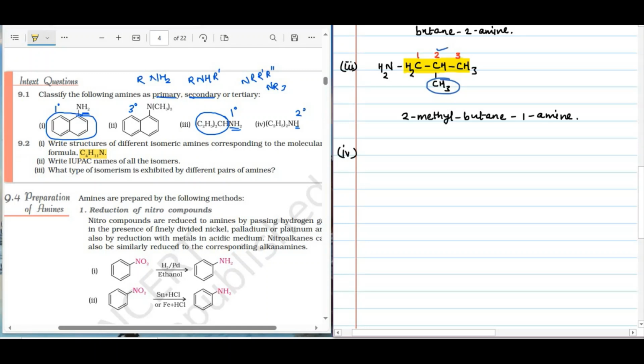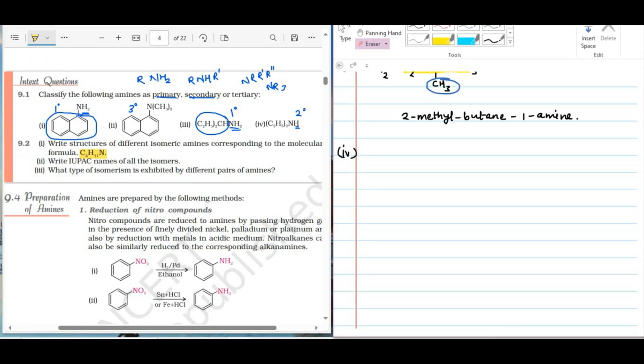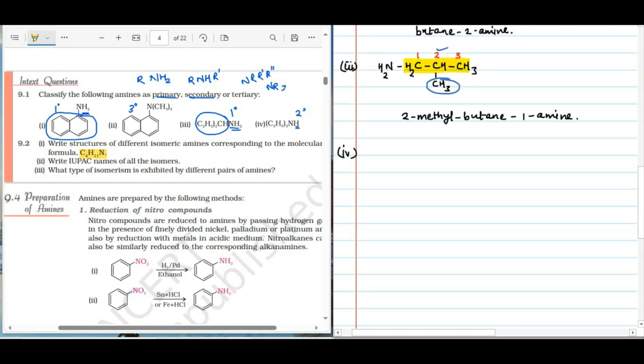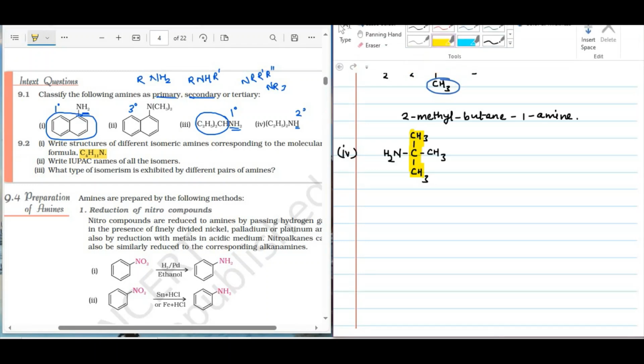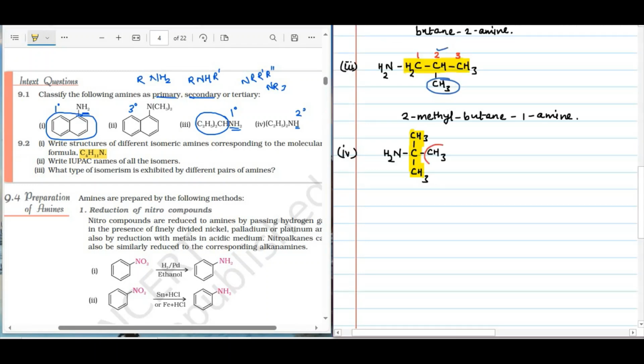Now let's draw another isomer. We can draw NH2 single bond C, here CH3, here CH3, and here we can draw another CH3. The longest carbon chain that contains the amine functional group is a 3 carbon long chain. The substituent here is a methyl substituent for this chain.